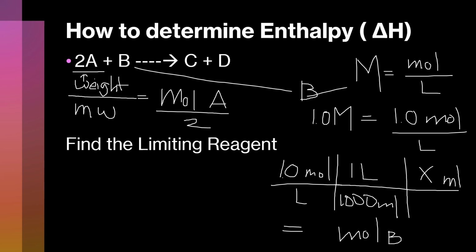So over here, you will be able to calculate a mole number of A, your first reactant, and the mole number of your second reactant. And then you will simply just pick whichever mole number is smaller. Okay, the smaller mole number is your limiting reagent.